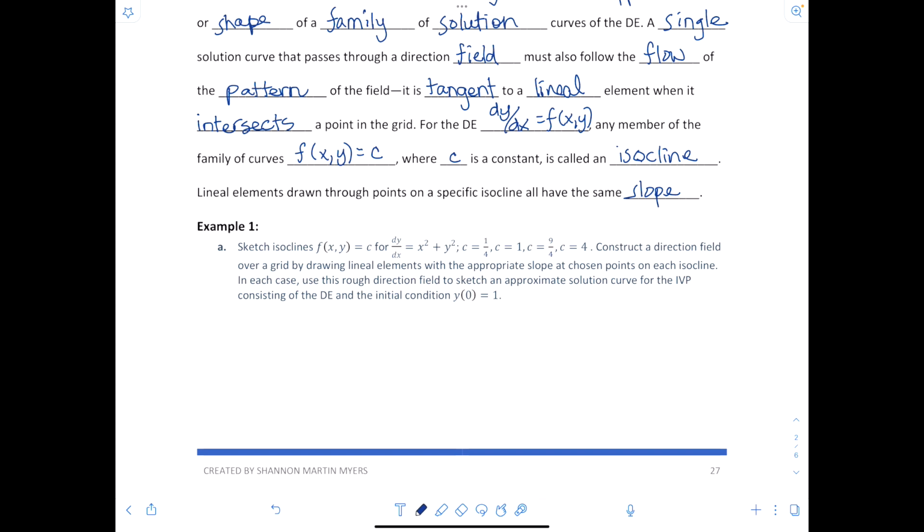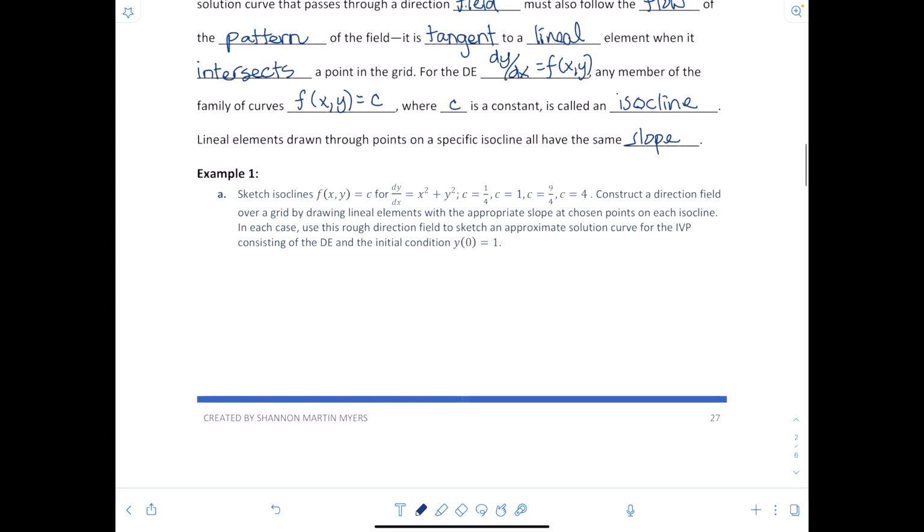We're going to construct a direction field over a grid by drawing linear elements with the appropriate slope at chosen points on each isocline. In each case, we use this rough direction field to sketch an approximate solution curve for the initial value problem consisting of the DE and the initial condition that y at 0 is 1. All right, let's do this. So, here we go.